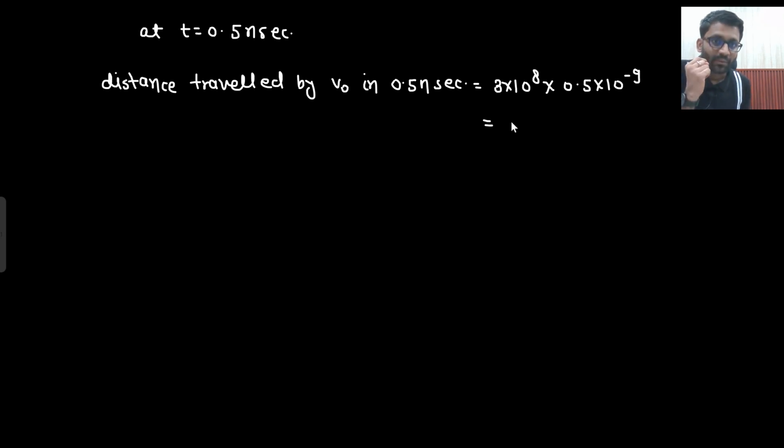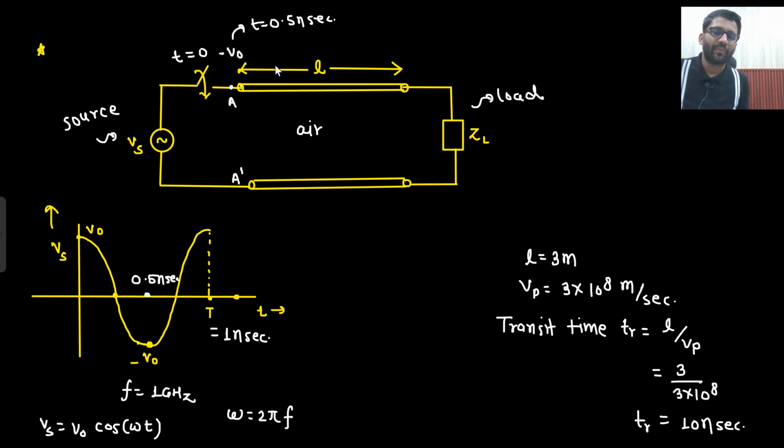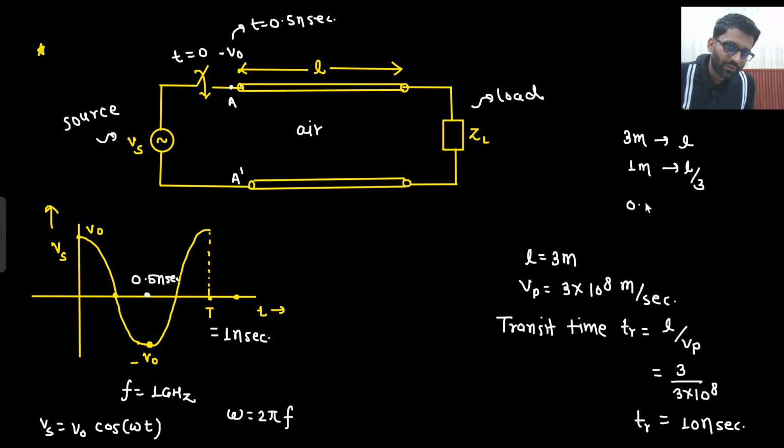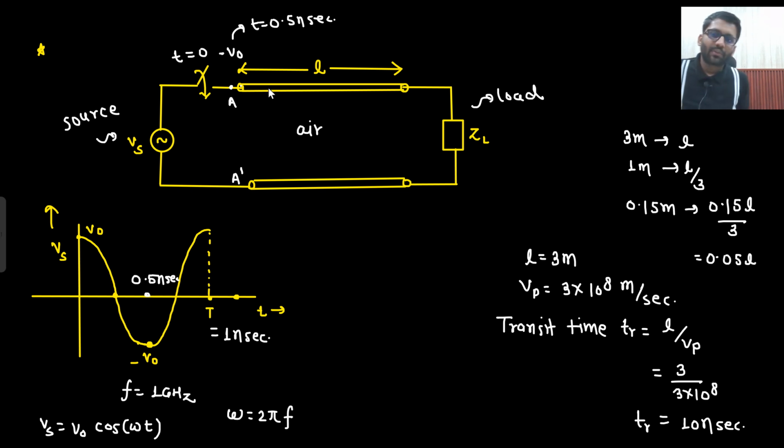Okay. So what are you getting? 0.15 meter. So let's just say this is the complete length L. Complete length L is 3 meter. Then what would be 0.15? Basically 3 meter is equals to L, so 1 meter will be equals to L by 3. So 0.15 meter will be equals to 0.15 L divided by 3. So that would be 0.05 L. So let's just say this distance BB dash is 0. This distance is 0.05 L.